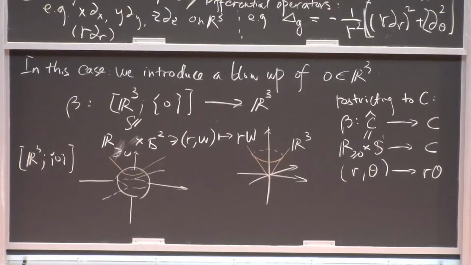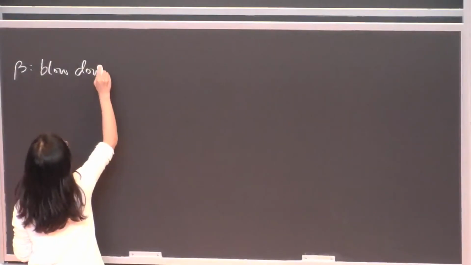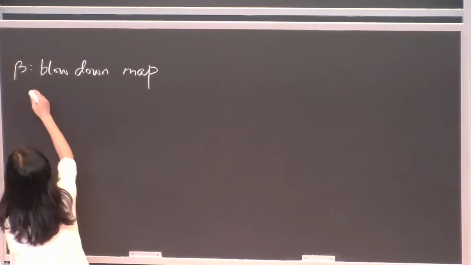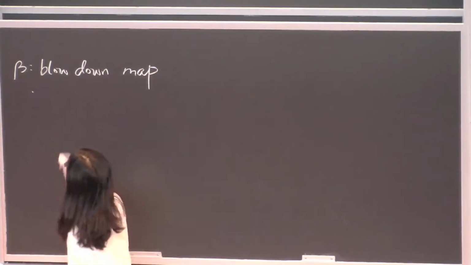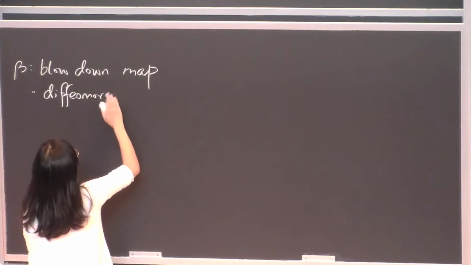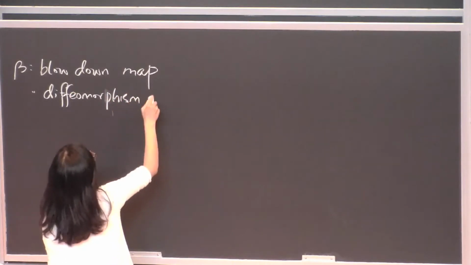Okay, now let me talk a little bit about why we're doing this. So you might want to say, okay, this is just introducing polar coordinates. Now what I want to convey in the end after this example is that it does help us to understand those singular objects here. So first of all, this beta is called a blow-down map, and has a lot of properties, but in particular has the following two. The first one is that it is a diffeomorphism outside 0.